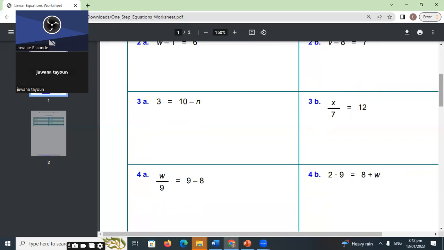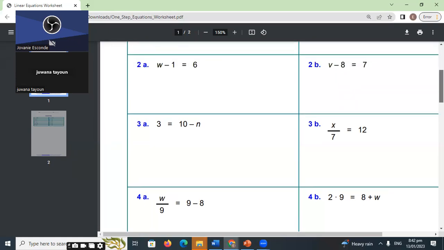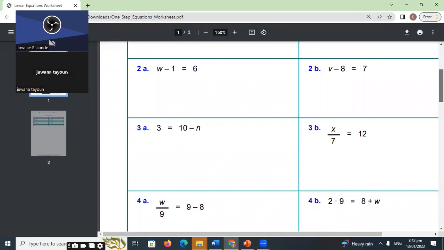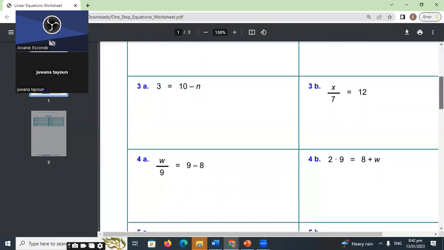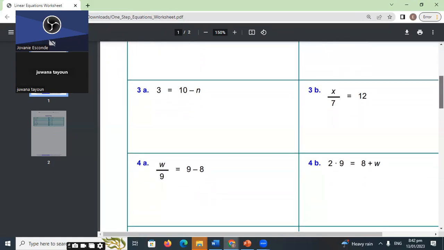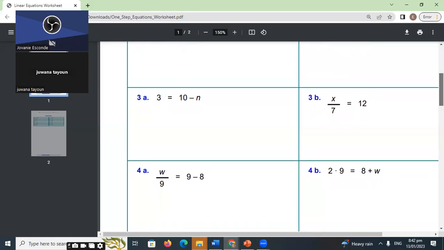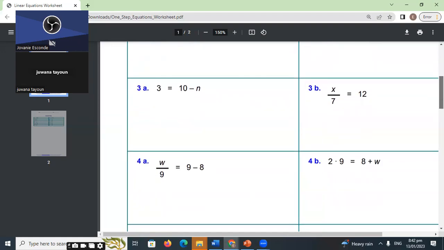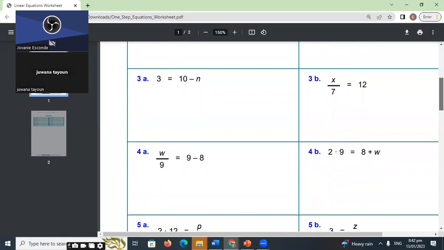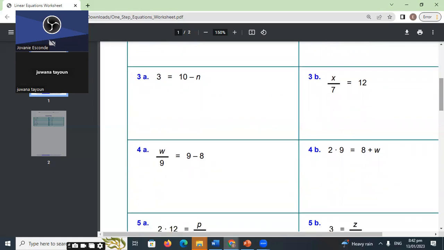Okay, so I think this is the last. Number 3 there, as you can see, I think you can do it now. That is just the same way we did in number 2A and 2B. But I will just add another step here. But later on, I'm going to teach you. But I want you to answer number 3A the same way we did in the previous examples.